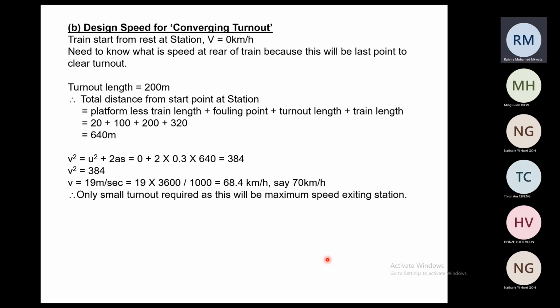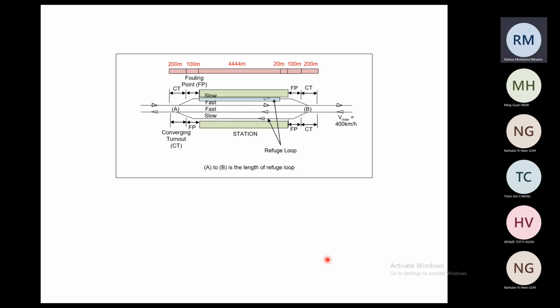which wants us to calculate the design speed for the converging turnout. Because the entry turnout speed is given already, which is 240. So you have to design for the converging turnout. Converging means as you go out from the refuge loop and converge back to the main line. So design that speed, okay? So not this side, this one is the entry and the speed has been given already, 240.